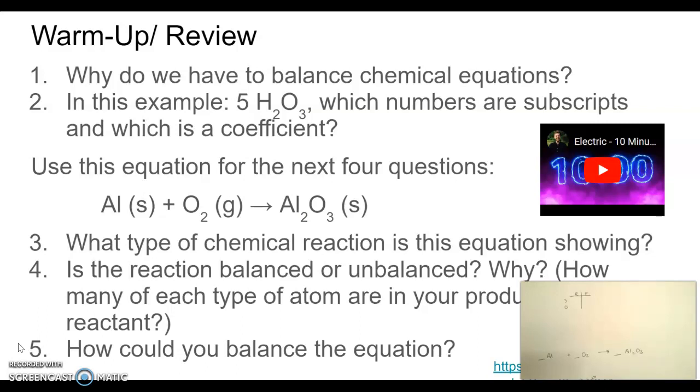Is the reaction balanced or unbalanced? It is unbalanced because we have 1 aluminum on the left and 2 aluminums on the right. We have 2 oxygen atoms on the left and 3 oxygen atoms on the right. So as we are going from the left, our reactant side, to the right, our product side, the number of atoms is changing, and we can't have that.